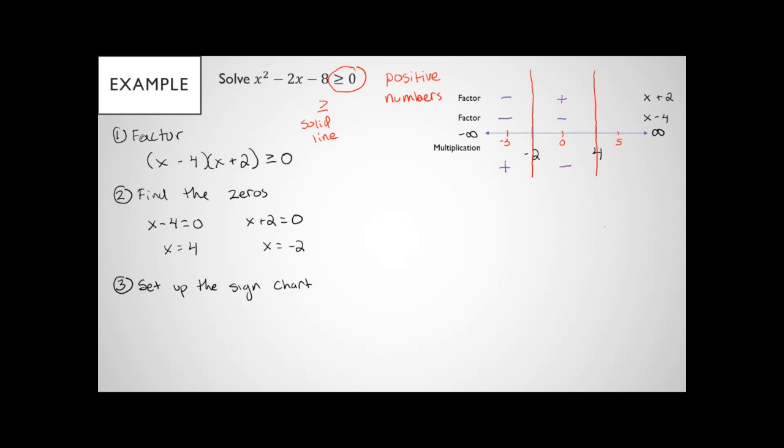On the right, I'm going to plug in 5. I can plug in any number that's larger than 4, but I just usually choose the next one up. 5 plus 2 is 7, so that's positive. 5 minus 4 is 1, so that's also positive, and a positive times a positive gives me a positive. So now I've filled in the sign chart. Are there any questions with how I filled in those signs?